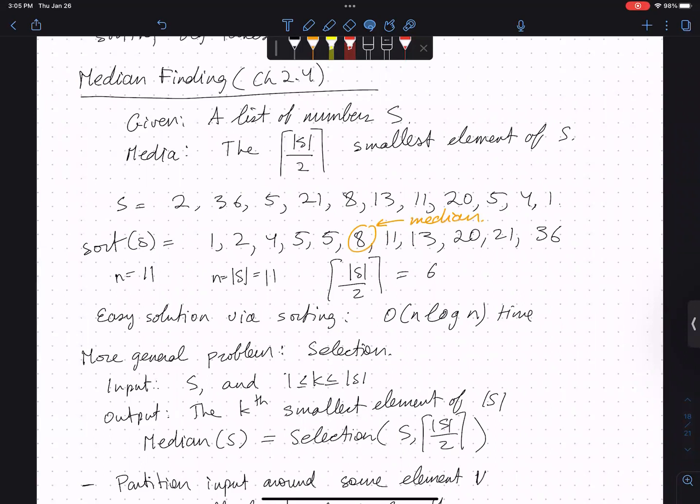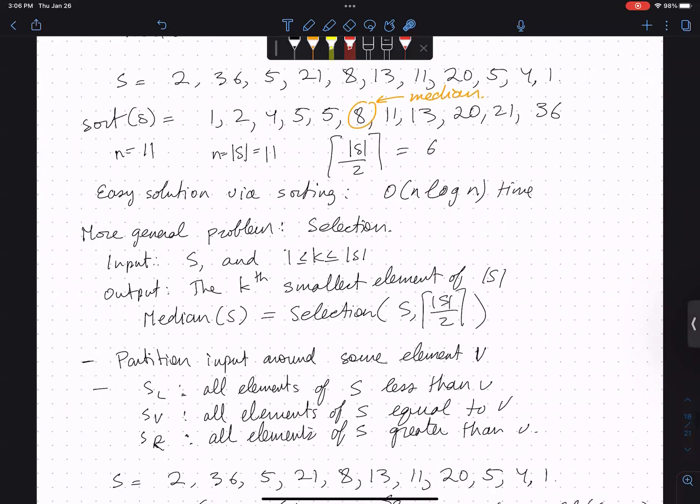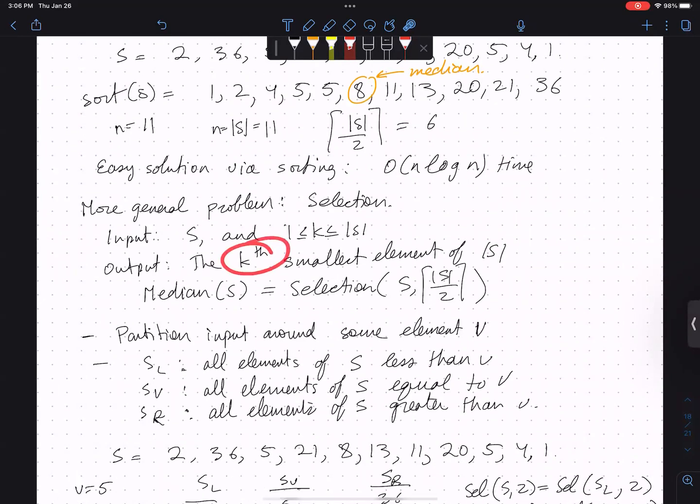All right, let's get started. So last time we were talking about the median finding problem and more generally the selection problem. In this problem, we're given a list of numbers, not sorted. Otherwise, the problem would be too easy. We're also given a number k, and we're asked to find the kth smallest element. So for example, if k is n over 2, this amounts to finding the median.